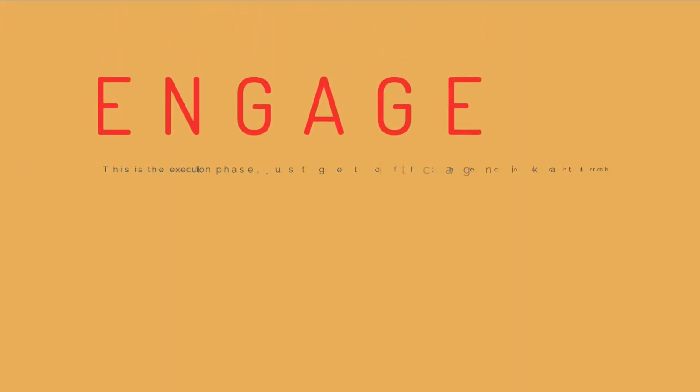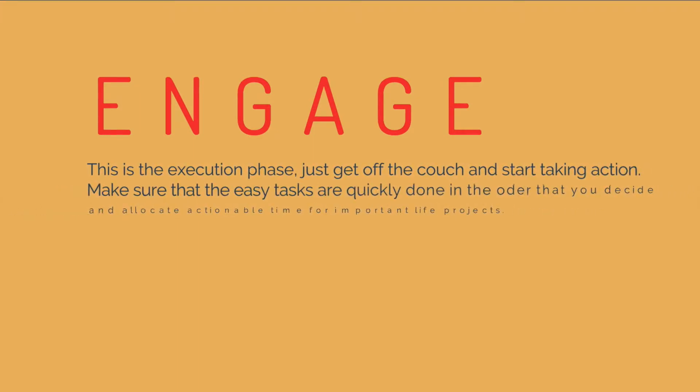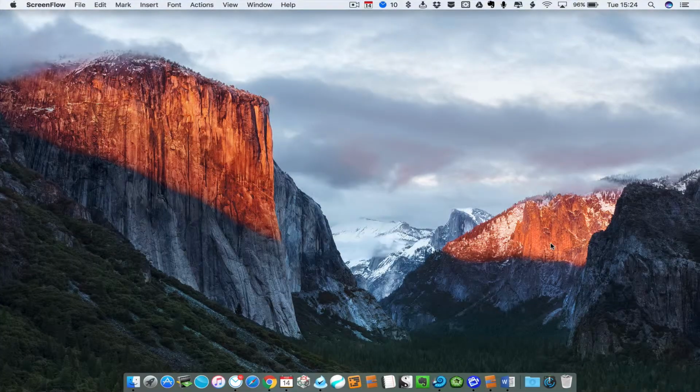Engage. This is the execution phase. Just get off the couch and start taking action. Make sure that the easy tasks are quickly done, and allocate actionable time for important life projects. So now let's open JobTask and see how you can organize a GTD workflow within JobTask. You can also use Trello if that's what you're using right now.